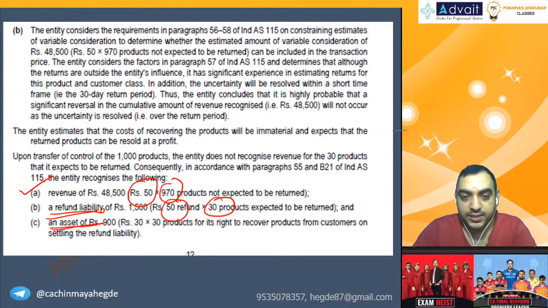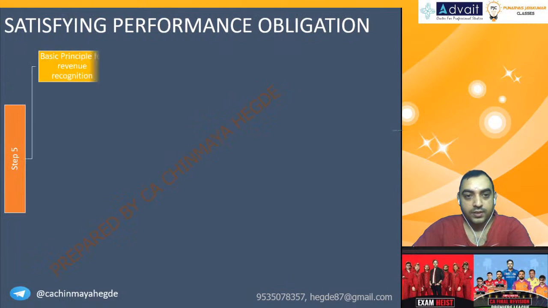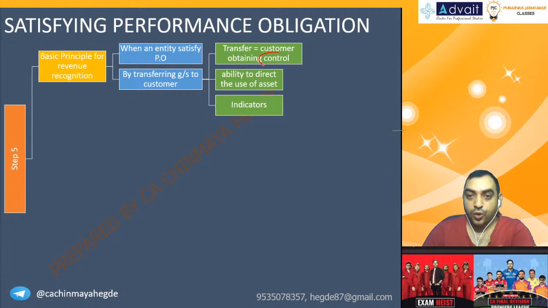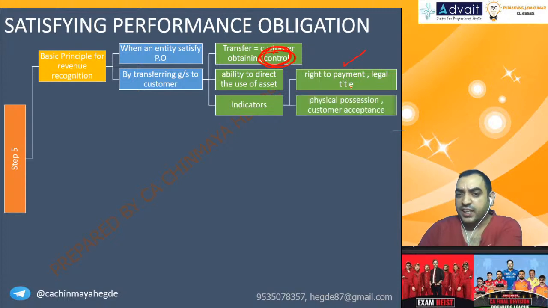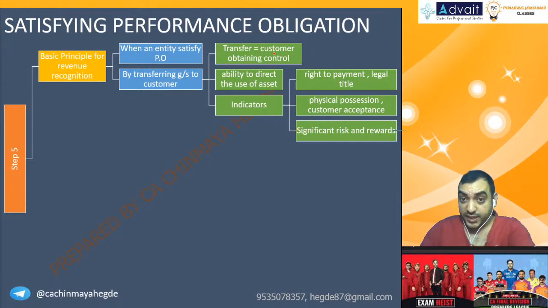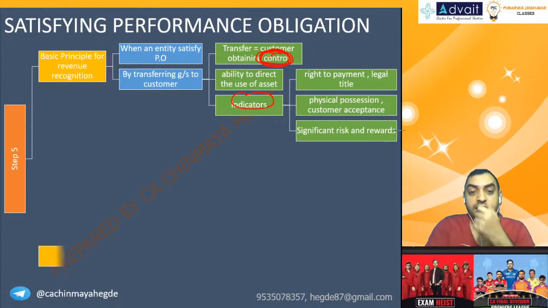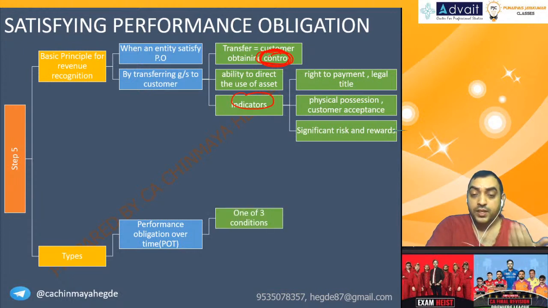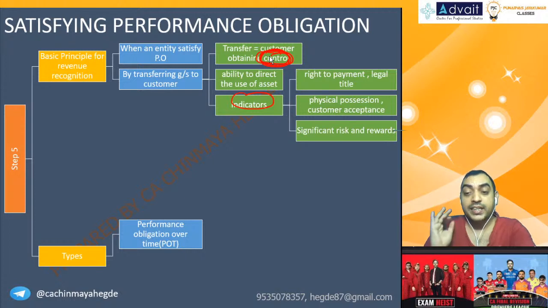Okay. Let's go to the last step now. When should the revenue be recognized? They say whenever the control is transferred, and the indicators are there: right to payment, legal title, physical possession, customer acceptance, significant risks and rewards. But the important word is control. All these are indicators. But once the control is transferred, then the revenue can be recognized. There are two methods. One is performance obligation over time, and another is performance obligation at a point in time.